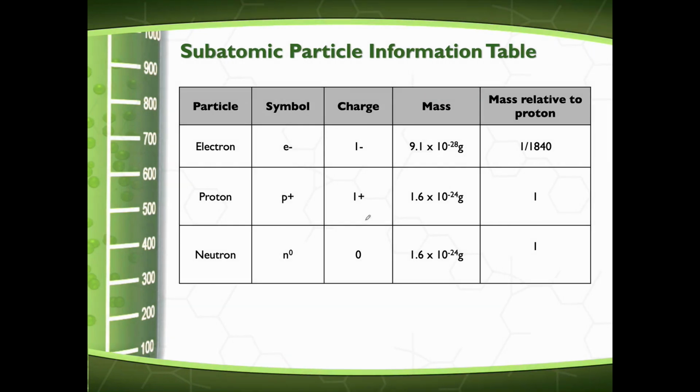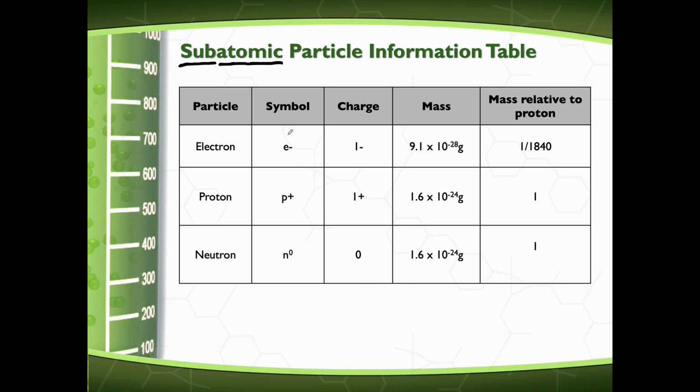This is a subatomic particle information table. Now, a couple of things. Number one, this word subatomic. Okay, sub means less than or below. Atomic means atoms. The only thing less than or below an atom itself is going to be the particles that make it up. And that's where we have these three that we've already introduced in that first slide: the electron, the proton, and the neutron.